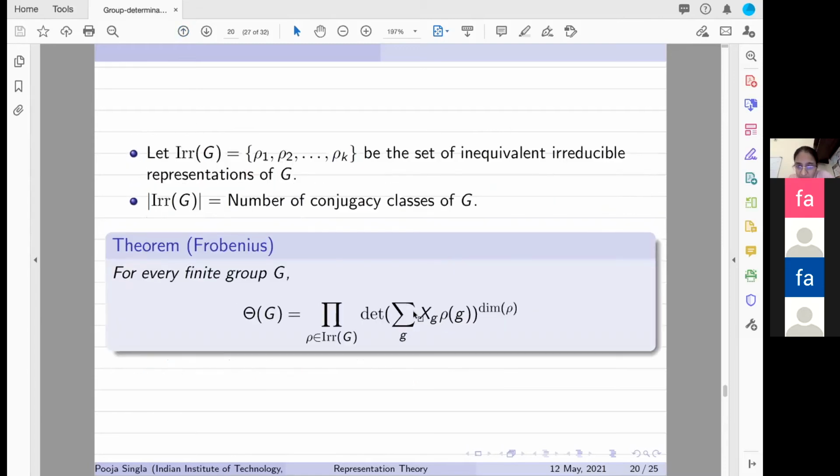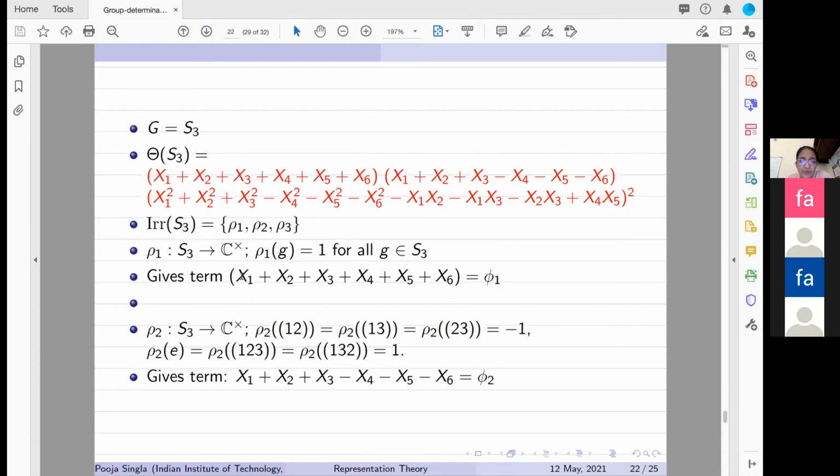So I'm looking at this term, which is a summation of x_g times rho(g). Now rho(g) is 1 for all g. So this summation is just x1 plus x2 plus x3 plus x4 plus x5 plus x6. That's going to be my factor coming from the representation rho 1. Let's call it phi1. It's this factor.